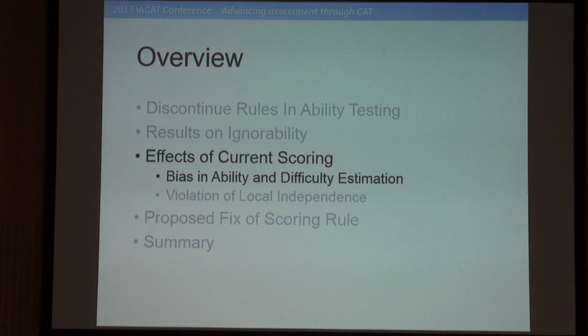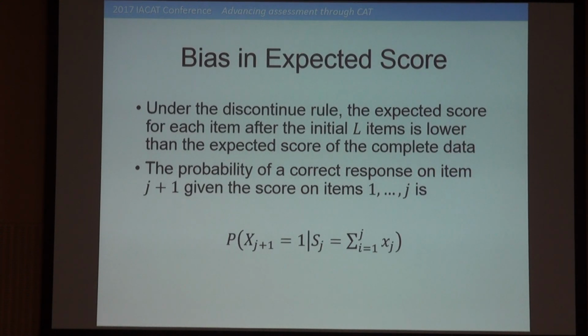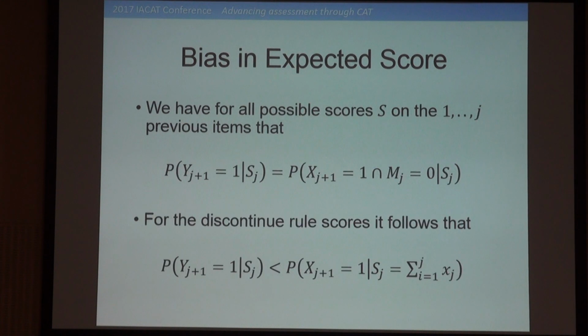So next thing is the effects on this current scoring rule. What happens actually then? So the bias in the expected score is pretty easy to show. Under this condition, using this discontinue rule, the expected score of each item after the initial L items is lower than the expected score of the complete data, or of the X variables. So we can do this for any item without any model. We just do a little bit of a decomposition in raw score groups, partial scores up to the jth item. And we look at the probability of the j plus first item.